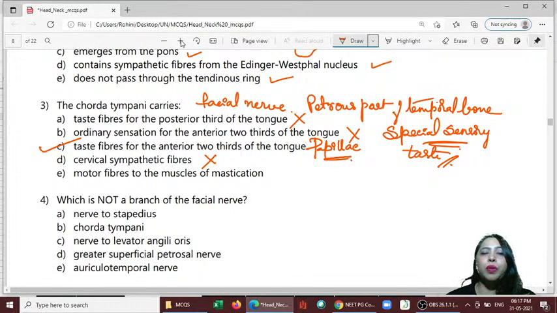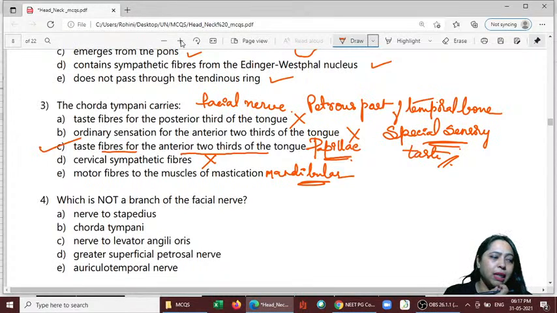And they are the ones which give all this taste sensation to the chorda tympani, which is carried through the chorda tympani. Now, motor fibers to the muscles of mastication are actually carried through the mandibular nerve. So the mandibular nerve is the one which carries them, so that is also not correct. So the answer is taste fibers from the anterior two-thirds of the tongue. Okay, so that is the answer.